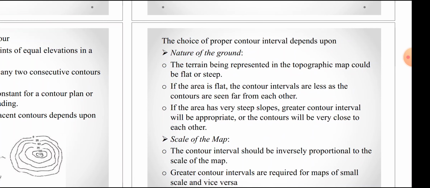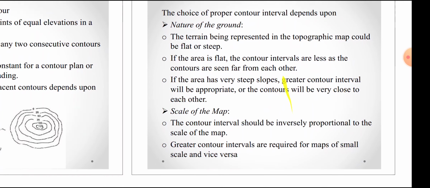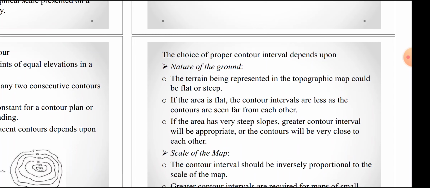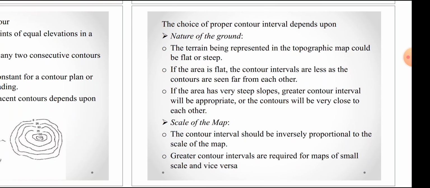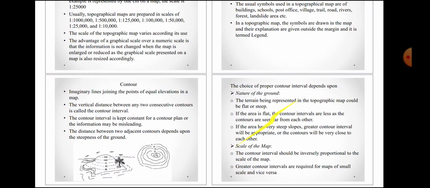The choice of proper contour interval depends upon the nature of the ground, scale of the map, and so on. Nature of the ground: the terrain being represented in the topographic map could be flat or steep. If the area is flat, the contour intervals are less, as the contours are seen far from each other. If the area has very steep slopes, a greater contour interval will be appropriate, or the contours will be very close to each other. Scale of the map: the contour interval will be inversely proportional to the scale of the map. Greater contour intervals are required for maps of small scale and vice versa.